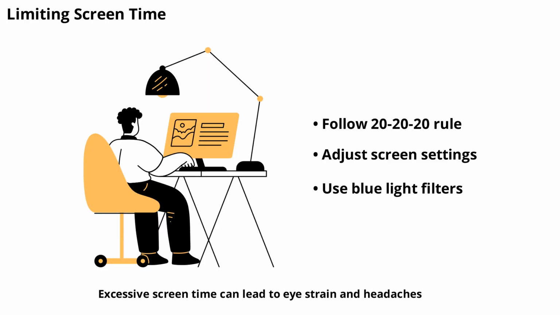Excessive screen time can lead to eye strain and headaches. Follow the 20-20-20 rule: every 20 minutes, look at something 20 feet away for at least 20 seconds. Adjust your screen brightness and position to reduce glare, and consider using blue light filters if you spend long hours on digital devices.